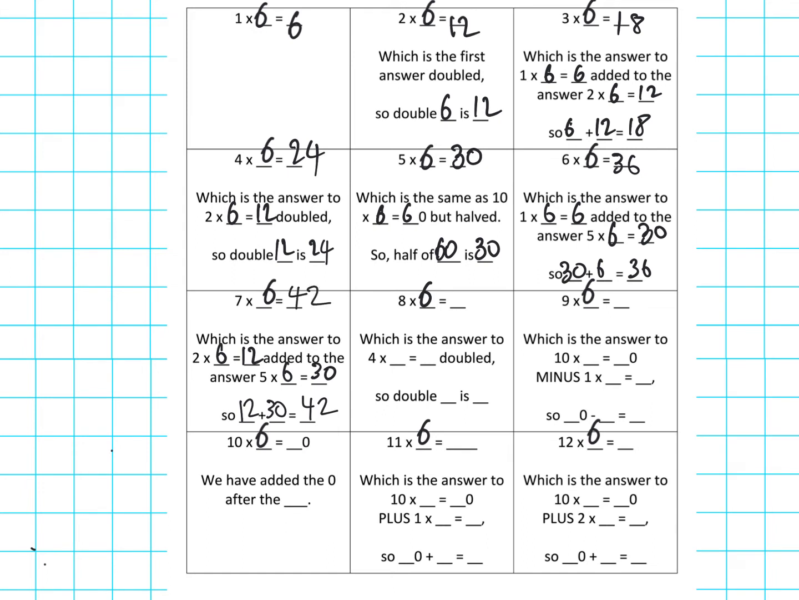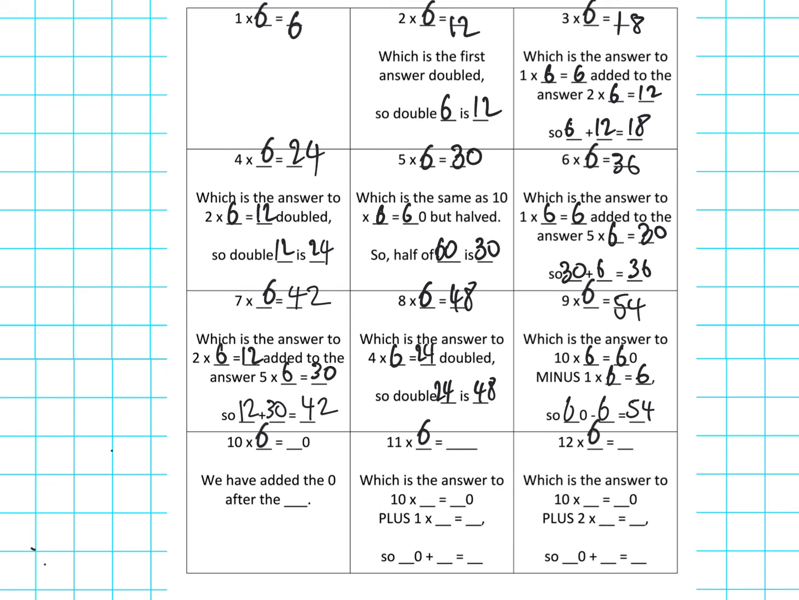If we look at 8 times 6, it's the same as the answer to 4 times 6 doubled. So what is 4 times 6? If we go back over, it says it's 24. So double 24 is 48. 9 times 6. So this is the same as what is 10 times 6? That's 60. And then 1 times 6 is 6. So 60 minus 6 equals 54. So 9 times 6 is 54.